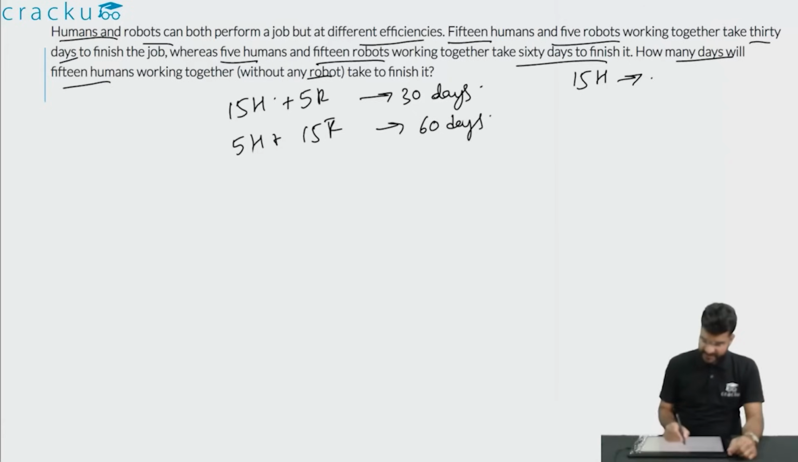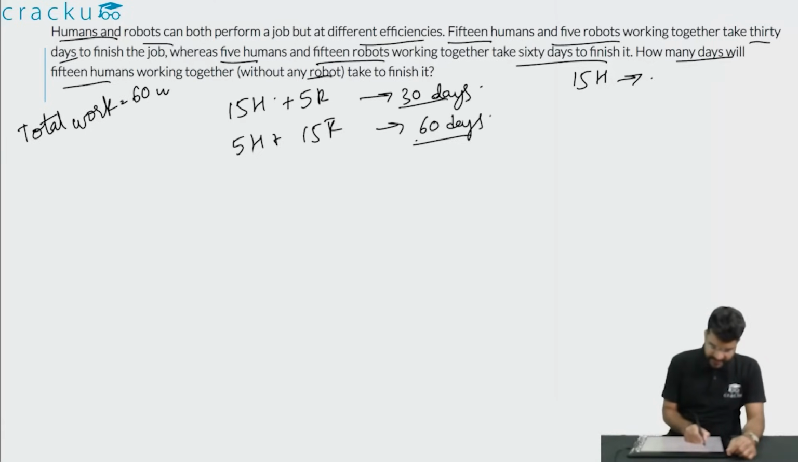Because we have 30 days and 60 days, let us assume that the total work is a certain number of units. Because it is 30 and 60, let us take the LCM of 30 and 60, which is 60. So let the total work be equal to 60 units. Why 60? Because we just want calculations to be simpler, and because there is 30 and 60, we are taking the LCM of the two.